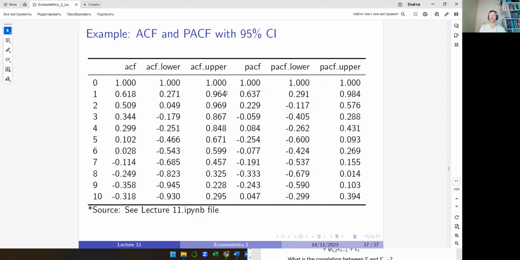Now, regarding PACF. For PACF, this fourth column is the estimate of PACF values, and these are the borders of the confidence intervals, lower and upper border. So we see that only for the first lag does the confidence interval not include 0. All the other confidence intervals include zero, so they are not statistically significant, and we cannot believe that the lags are non-zero.